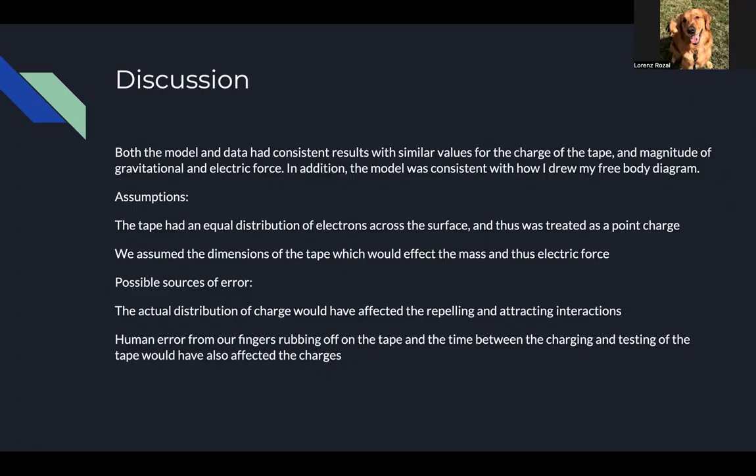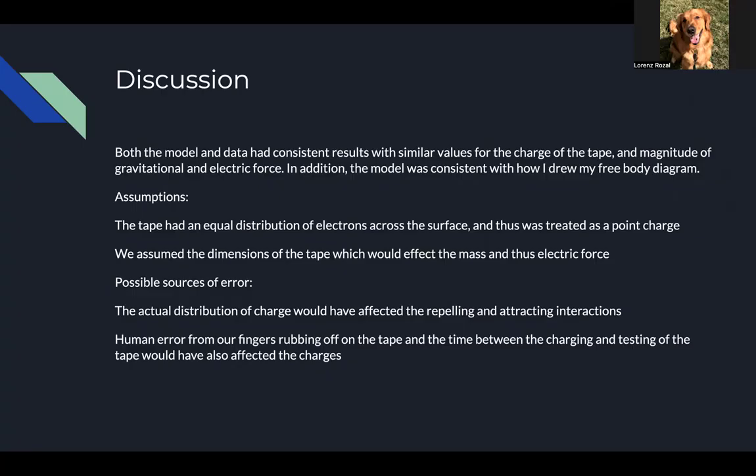However, we did make a few assumptions. We said that the tape had equal distribution of electrons across the surface, and thus we could treat it as a point charge for easier calculations with Coulomb's law. We also assumed the dimensions of the tape, which would also affect the mass and thus the electric force. A possible source of error was that the actual distribution of charge would have affected the repelling and attracting interaction between the objects.